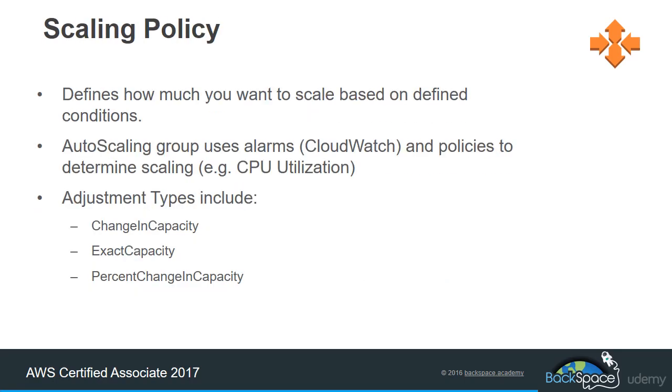A scaling policy defines how much you want to scale based on some defined conditions. The auto scaling group uses CloudWatch alarms and policies to determine what the scaling is going to be. That policy could be around CPU utilization, for example. The adjustment types include a change in capacity. We could add X number of additional instances to our auto scaling group, or it could be an exact capacity that we want to maintain, or it could be a percentage change in capacity. So we could say add 25% of our number of instances.